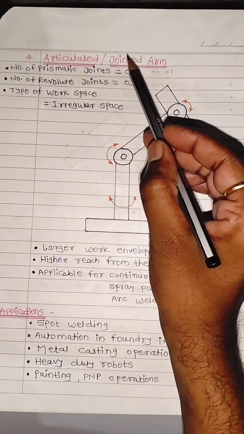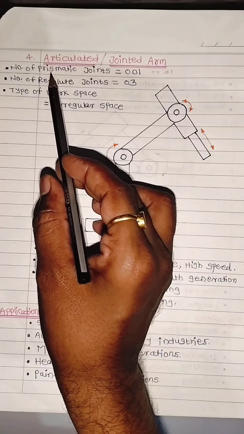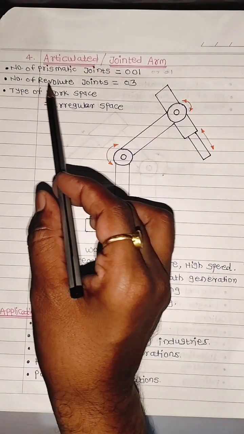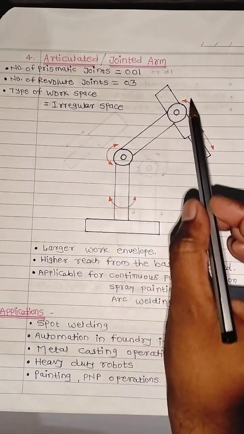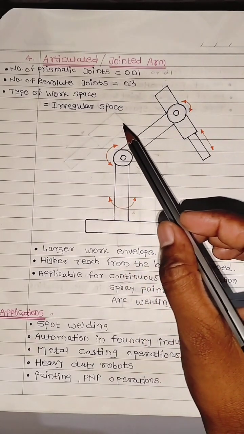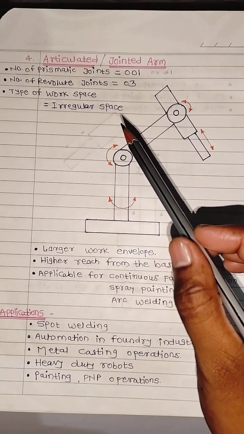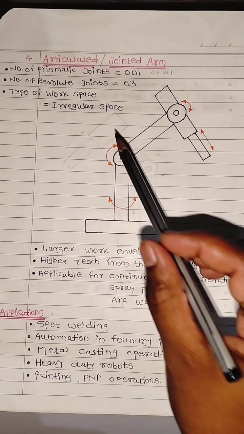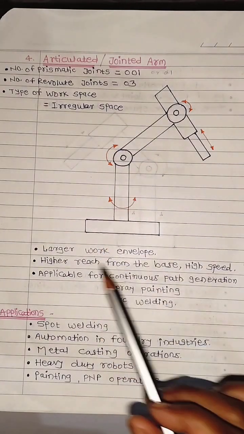The next robotic configuration is the articulated or jointed arm type configuration. This type of configuration has only one prismatic joint, which is represented here, and 3 revolute joints, meaning this is the first revolute, this is the second revolute, and this is the third revolute joint. This type of configuration is commonly used in industry as well as in educational institutes to demonstrate the robot. It is generally used for irregular spaces or irregular workpieces.